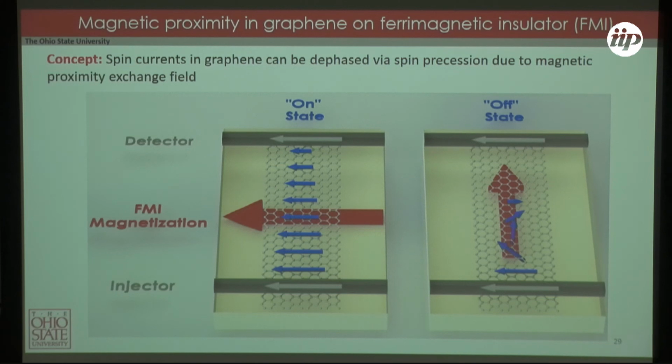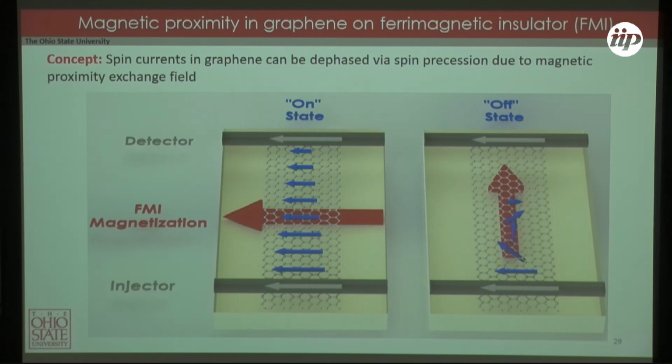We've talked a lot about precession in the first tutorial. So the idea is we're going to inject some spins into graphene and detect them on the other side using this non-local spin transport geometry. But the difference is it's going to be on top of a ferromagnetic insulator substrate, which is YIG, yttrium iron garnet, right? And then if you have it parallel, they will make it across. If you have it perpendicular, now this exchange field will cause precession, which leads to dephasing, and these spins should not make it to the detector. So this is the on state, and this is the off state. So that's the concept of the experiment.